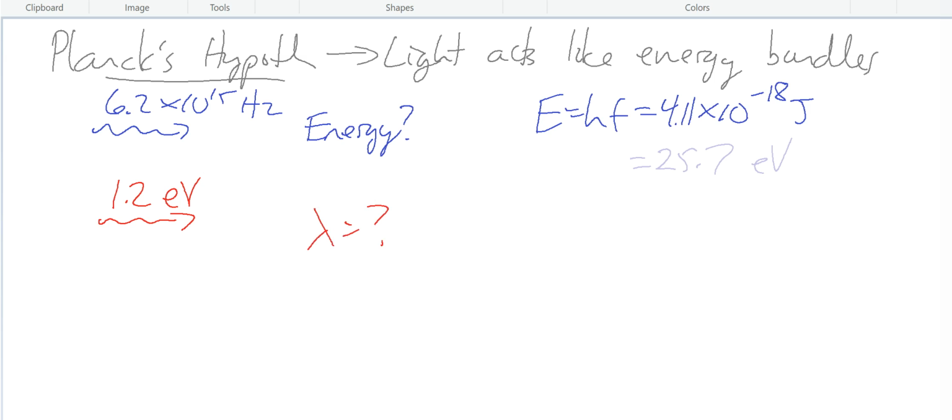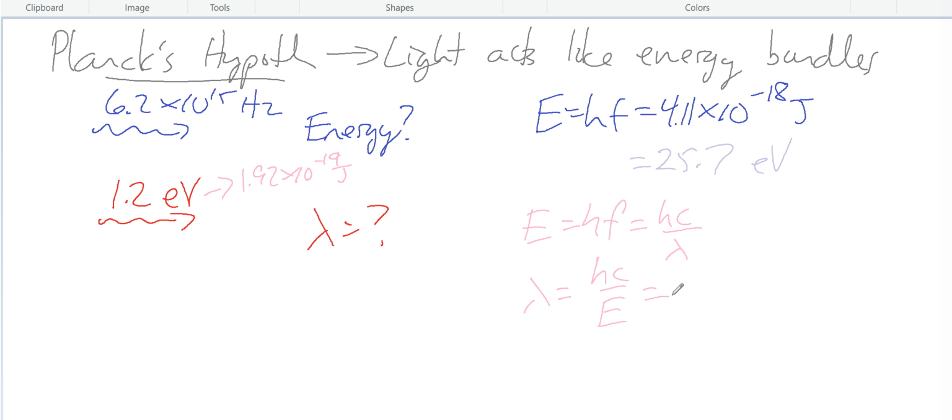Well, first thing I'm going to do is convert this into joules. So I just multiply that by the 1.6 times 10 to the negative 19 conversion factor, and we're looking at 1.92 times 10 to the negative 19 joules. And then I can calculate the wavelength. Of course, energy is equal to hf, but frequency is equal to speed divided by wavelength, so you'll often see it written as hc over lambda. It's a really common variation of the expression. And we can just rearrange, and wavelength would be hc divided by E.